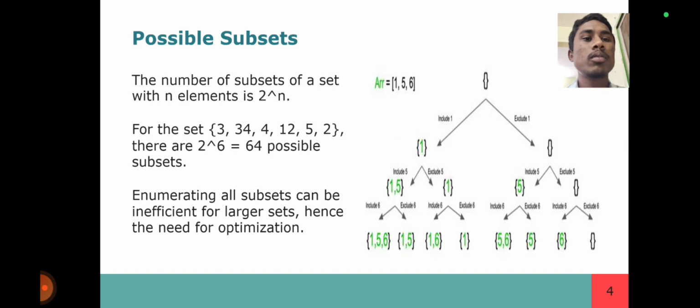Then possible subsets. The subsets are nothing but the elements in the main set. The number of subsets of a set with n elements is 2 power n. For the set 3, 34, 4, 12, 5, 2, there are 2 power 6, which equals 64 possibilities. Here n is the number of integers, starting from 1. Then enumerating all subsets can be inefficient for large sets, hence there is an optimization.